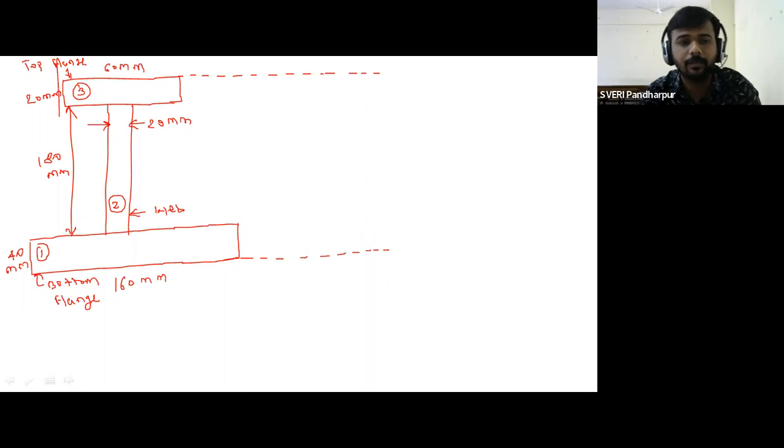Okay. Also, we have to represent all the distances on the figure, that is y1, y2, y3, because this is the section which is unsymmetrical. So here we need to calculate y bar by using the formula a1 y1 plus a2 y2 plus a3 y3 divided by a1 plus a2 plus a3. So it will be better to represent all the distances.